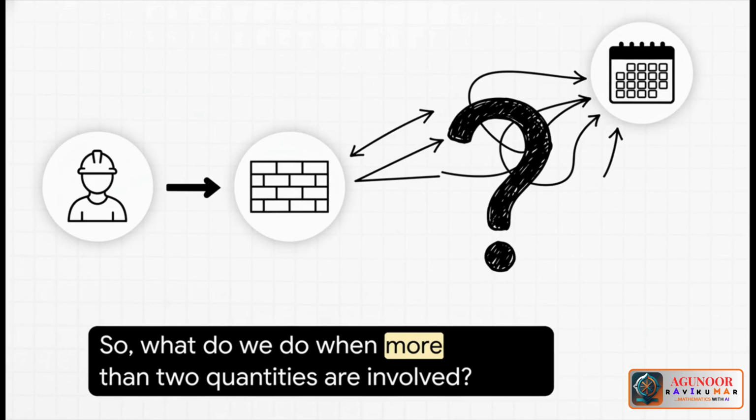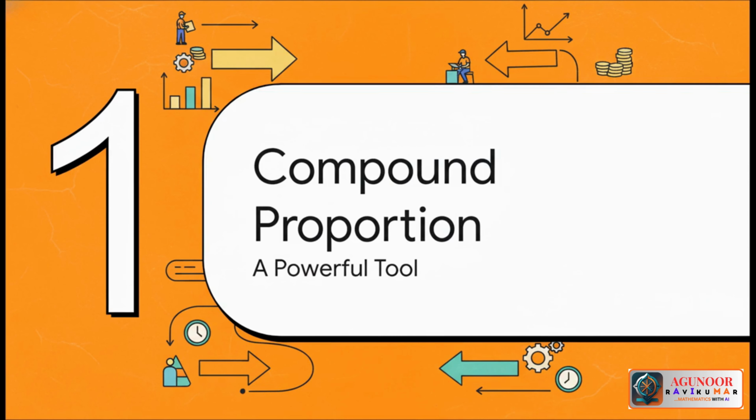So, yeah, what do you do in a situation like this, with so many moving parts? We need a way to combine, or compound, all these different relationships into one single solvable problem. And that's exactly where compound proportion comes in. So let's get a really clear idea of what this is and why it's such a great tool for solving these more complex real-world problems.